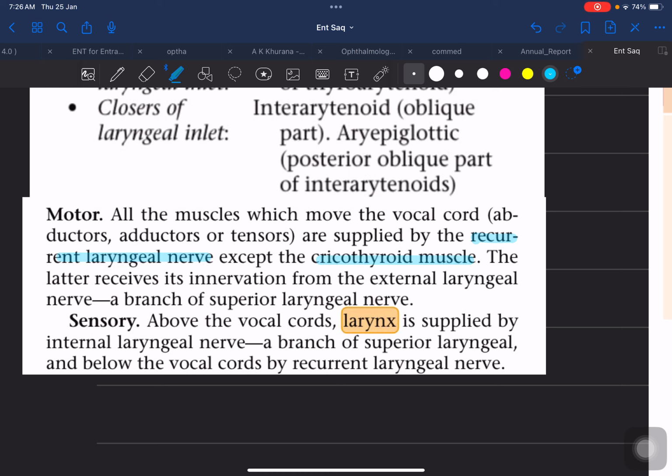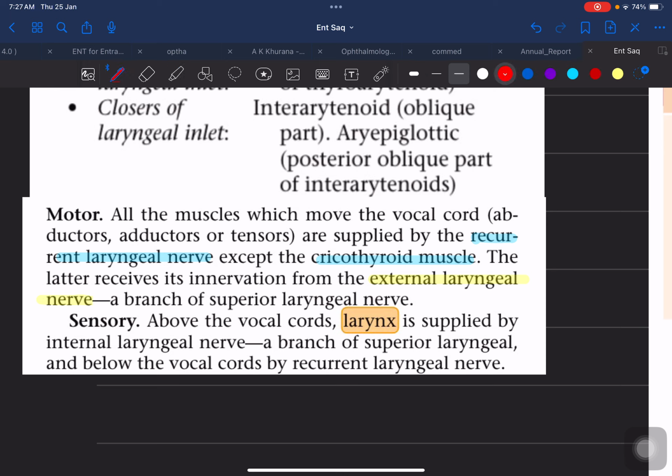We know what the cricothyroids are. These were the tensors of the vocal cord. So cricothyroid is not supplied by the recurrent laryngeal nerve, and it is supplied by the external laryngeal nerve. Okay, I think we're clear now. Cricothyroid is supplied by the external laryngeal nerve, which is a branch of the superior laryngeal nerve.